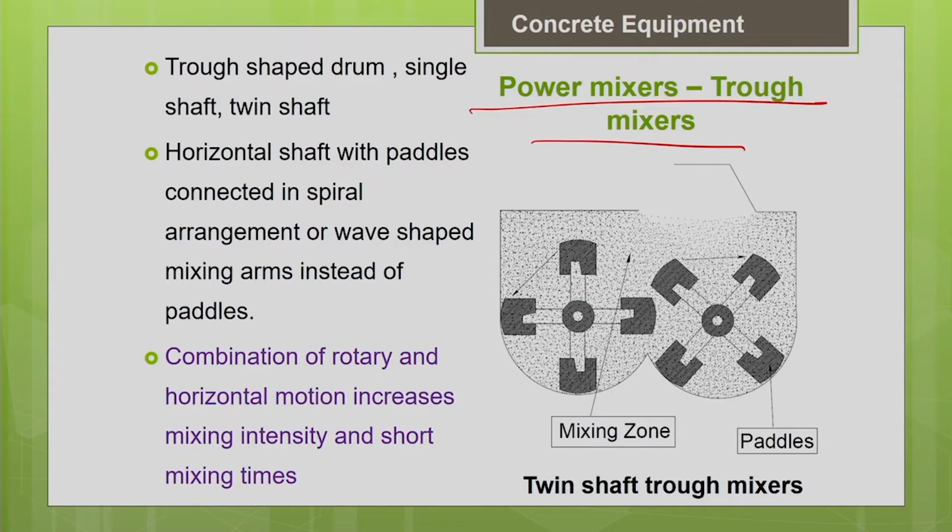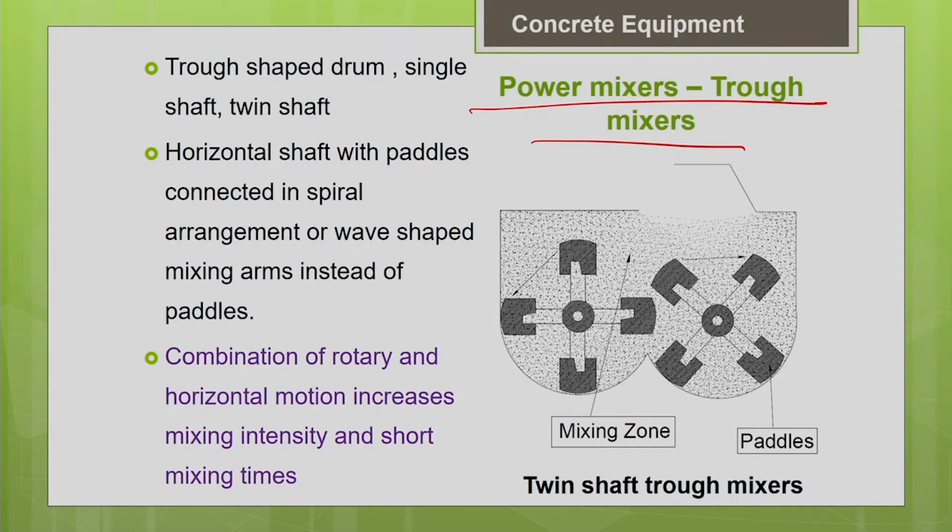So, on the shaft, you can see the paddles will be arranged spirally along the shaft. Okay. Either you can have a paddle arrangement or you can even have a wave shaped arm arrangement. That will also give you better mixing. So, whenever you go for a twin shaft mixer, you can see that the intensity of mixing will be very good, because in the intersection zone, you will have more turbulence that results in good intensity of mixing.